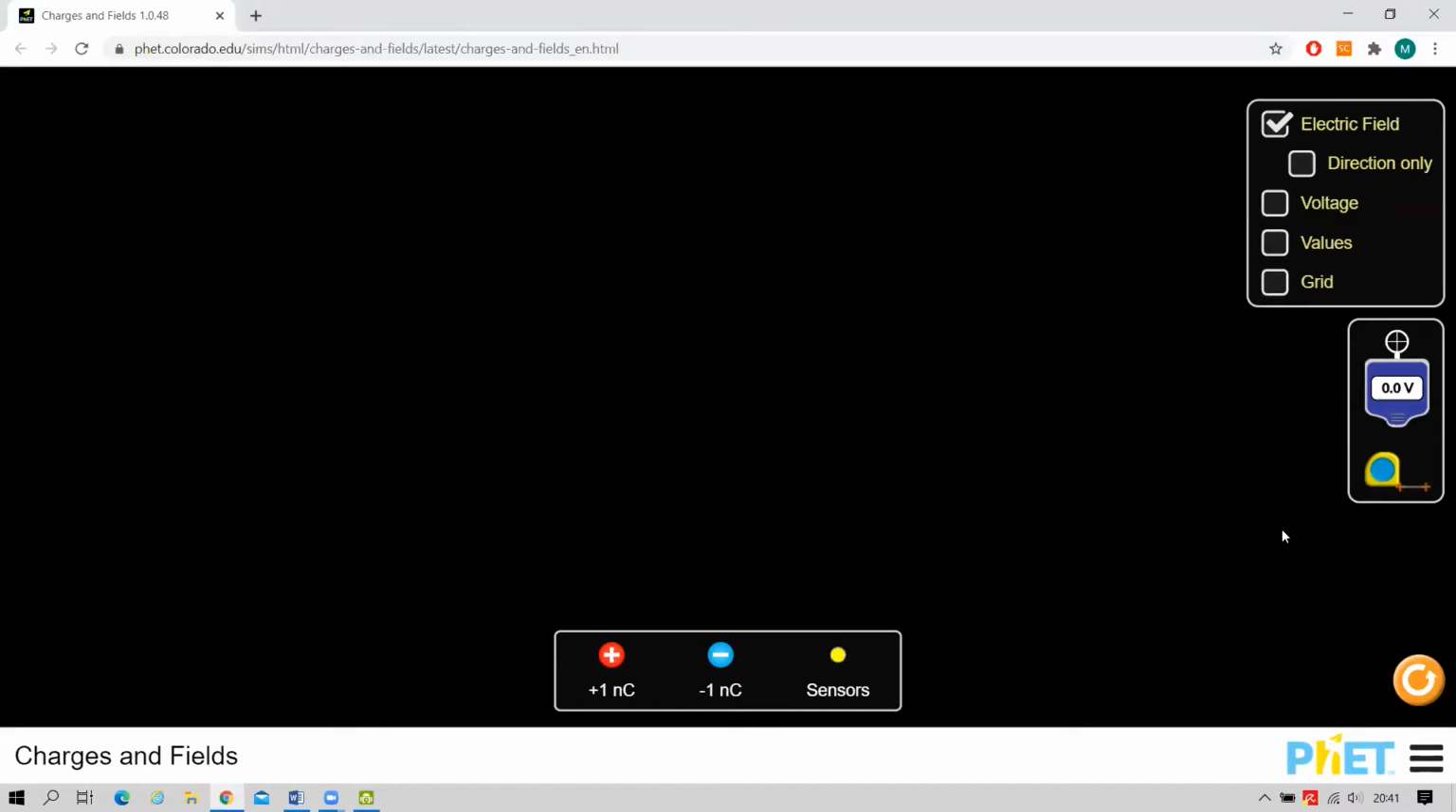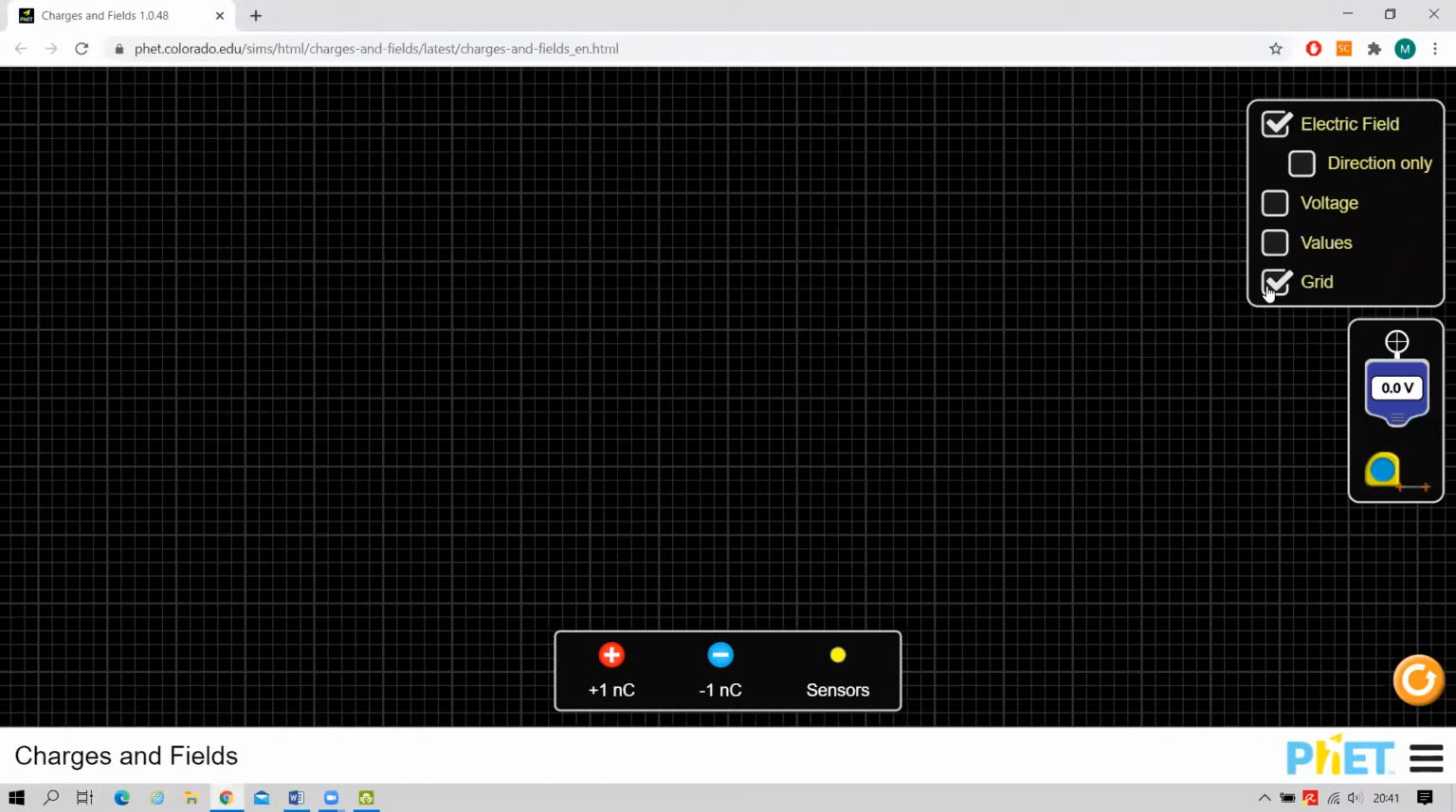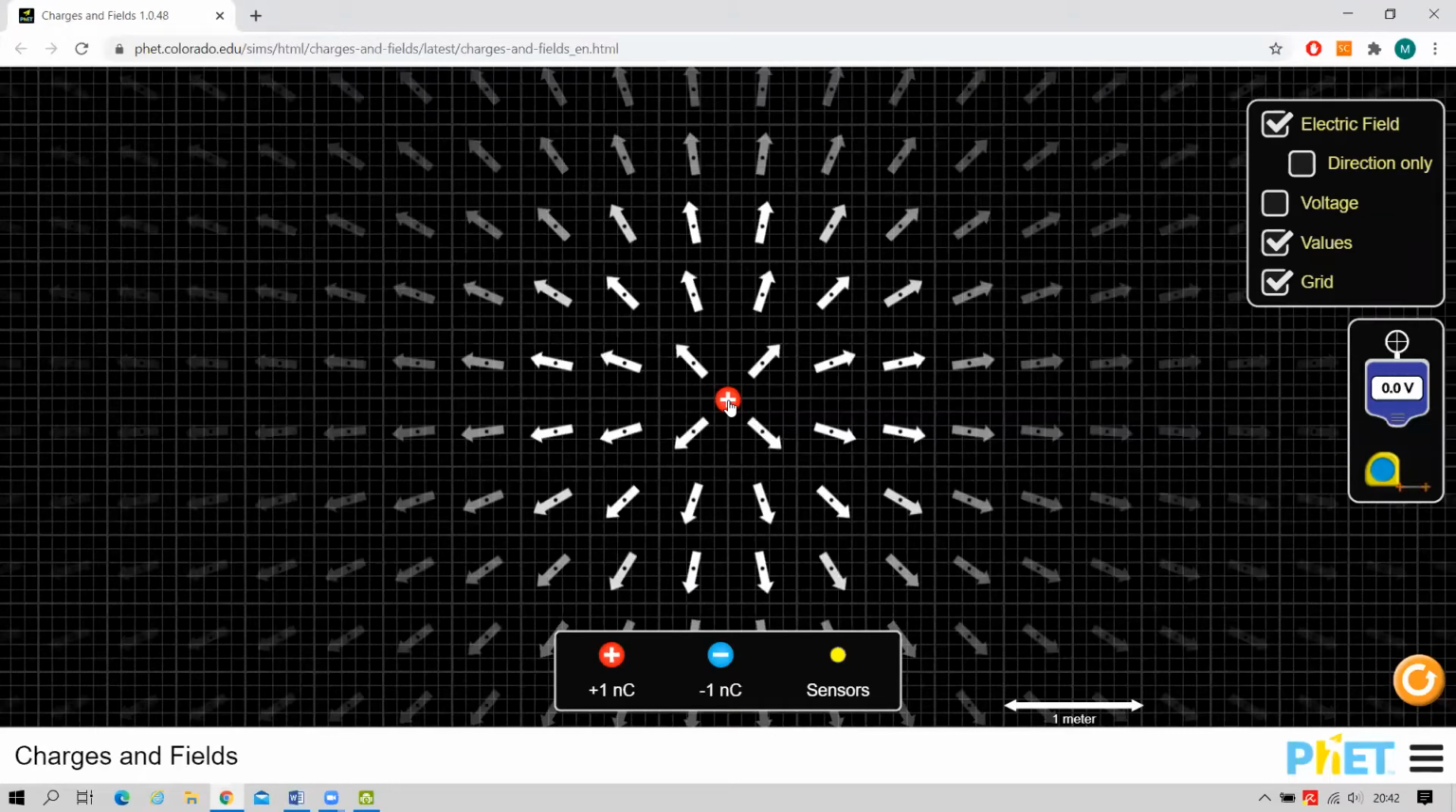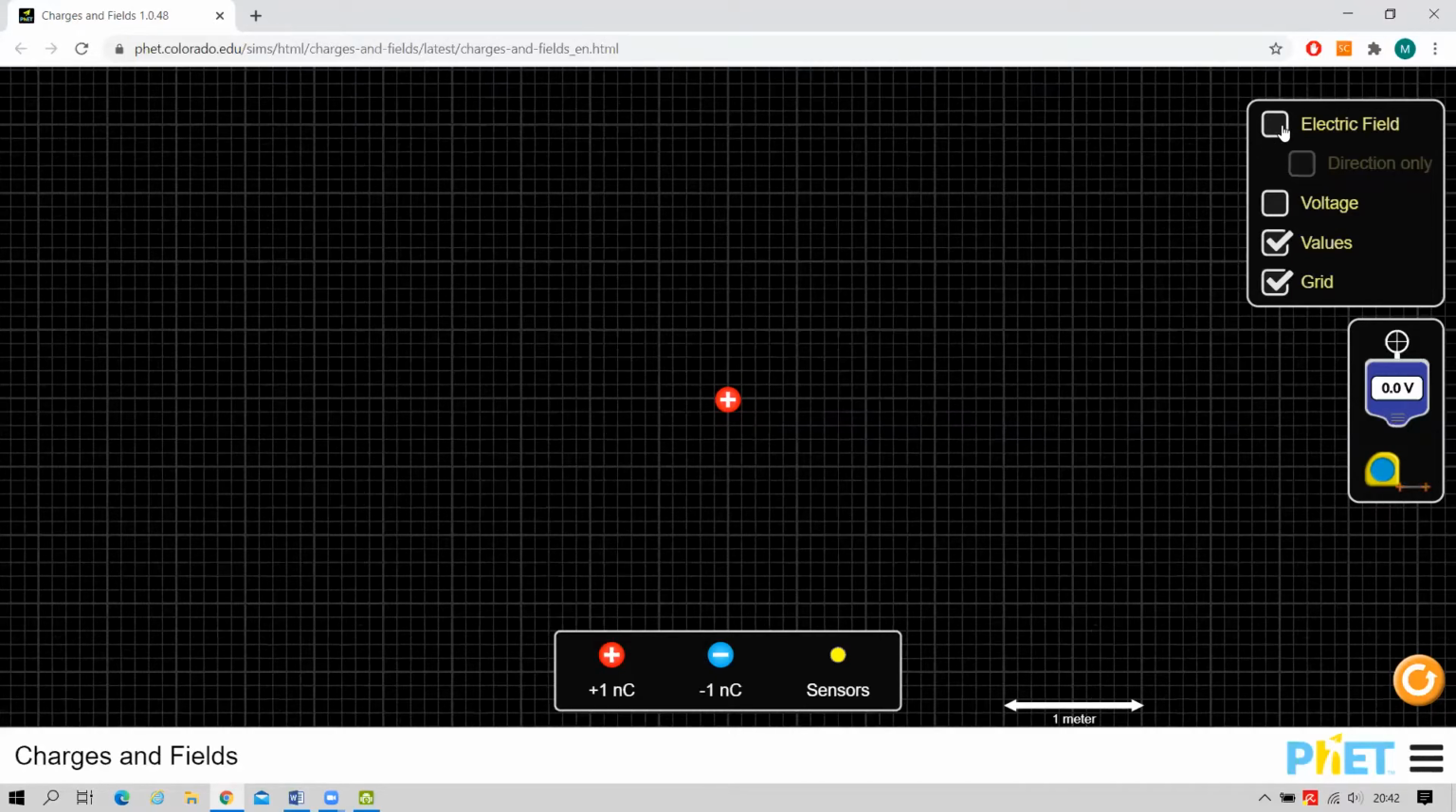Before I put in a charge, if you check the grid box, it shows the grids on the playground. If you put in the values, one large square of the grid is 50 centimeters and two of them is 1 meter, as you see over here. I will put this plus charge over here, and it shows electric field vectors. If I uncheck it, it doesn't show now.